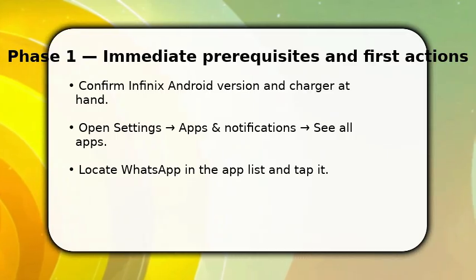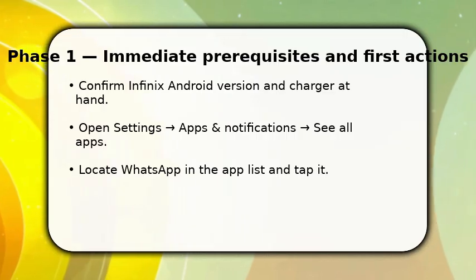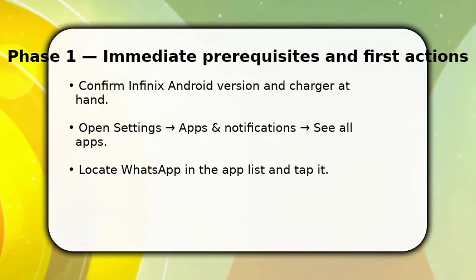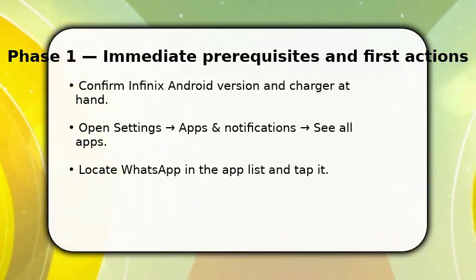This gets you to the App Info screen where network permissions and data usage live. Don't go to broader Wi-Fi settings yet. Work in the app context so you can precisely stop only WhatsApp's internet access.